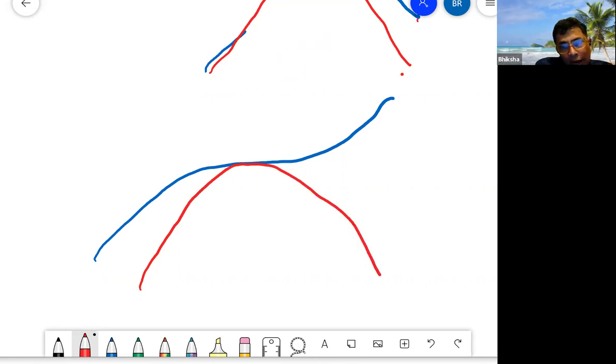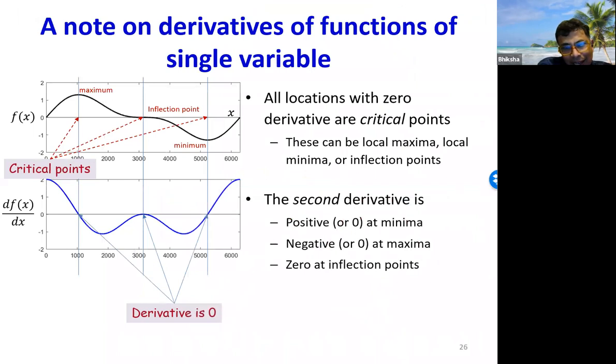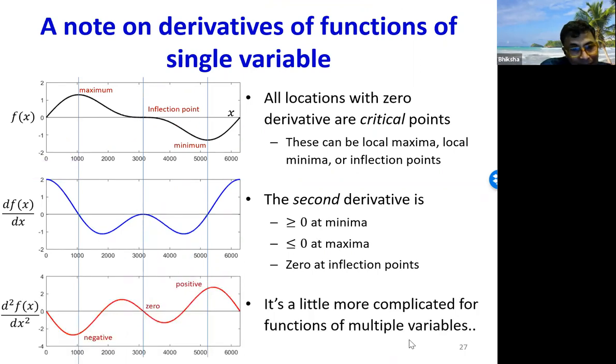So the point is that just finding a location where the derivative is 0 doesn't tell you anything. And even if you look at the second derivative, here for the maximum, the second derivative is going to be negative. For the minimum, the second derivative is going to be positive. At an inflection point, the second derivative is actually going to be 0. So these situations can get very complex.